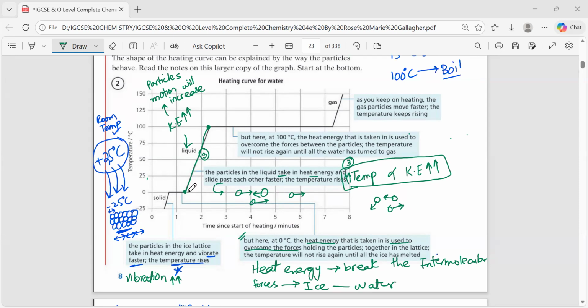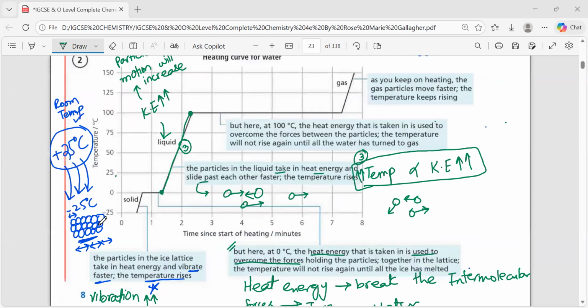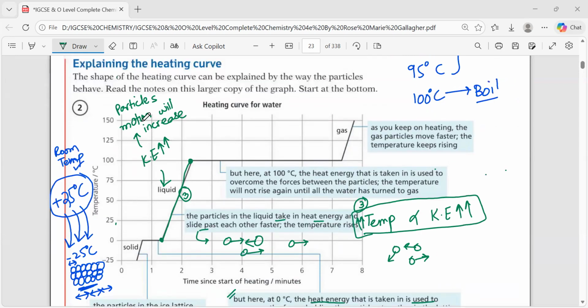Because you see what we are doing. We are increasing temperature from 0 degree, going to 25 degree, then 50 degree, then 75 degree, then 100 degree. So basically, when you are increasing the temperature, the kinetic energy of the particles will ultimately increase, and when the kinetic energy increases, the motion, the movement in the particles will increase.